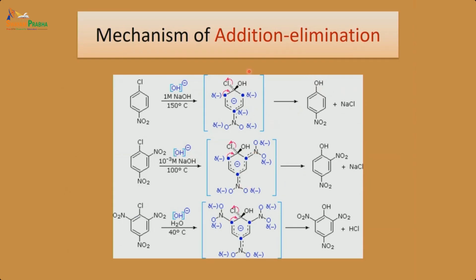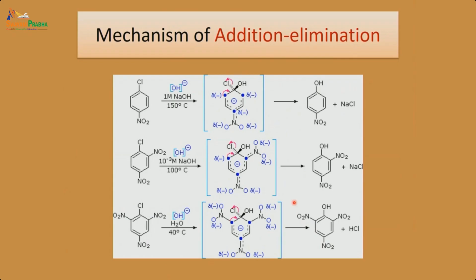The stabilization of this intermediate is not very high compared to the second dinitro derivative, where the negative charge is spread over lots of places. And in the case of the trinitro derivative, it is even more facilitated. The charge distribution occurs throughout the aromatic ring. So this substitution reaction occurs very, very easily.